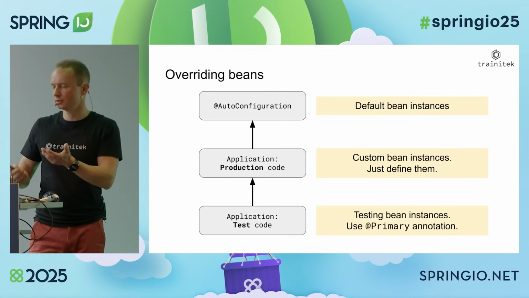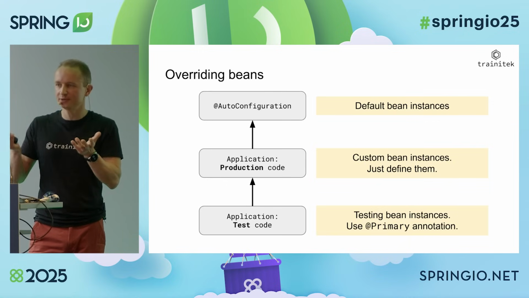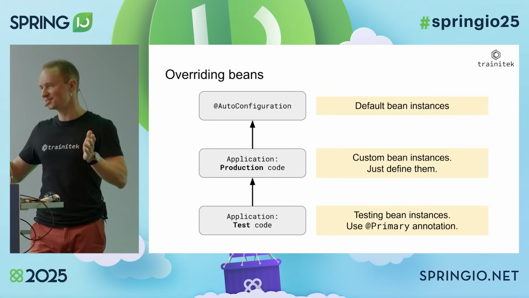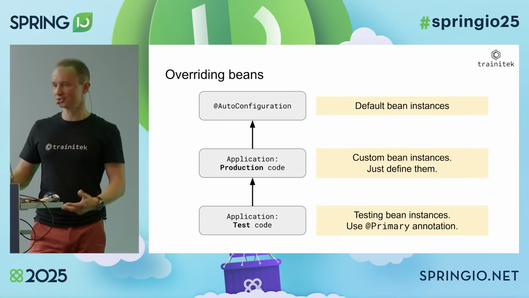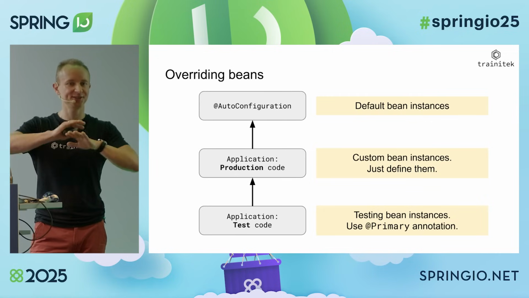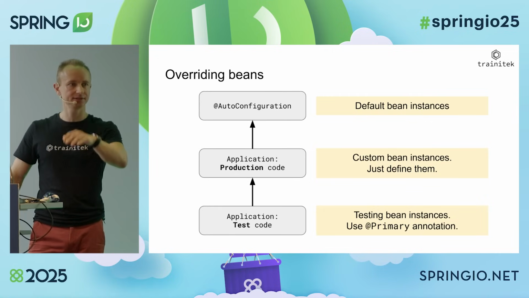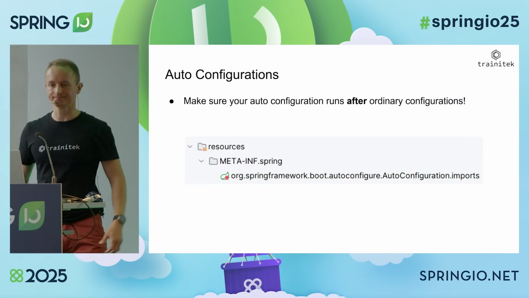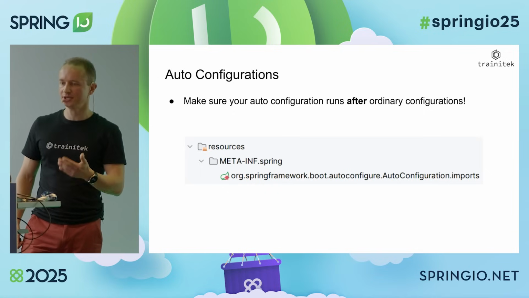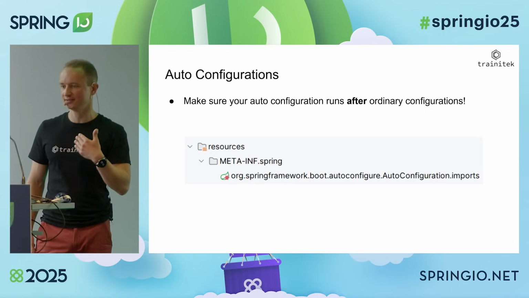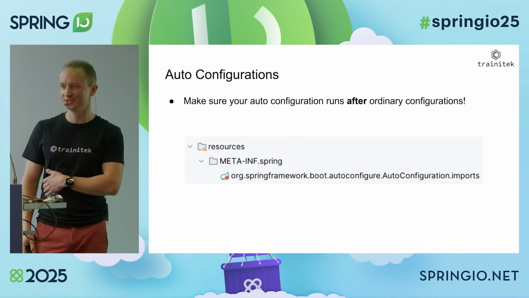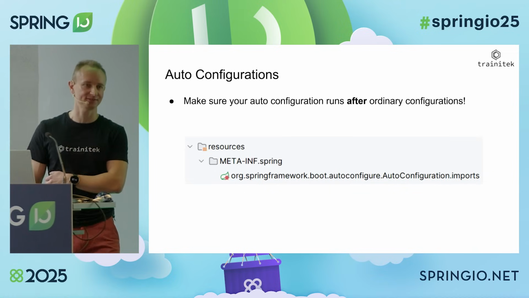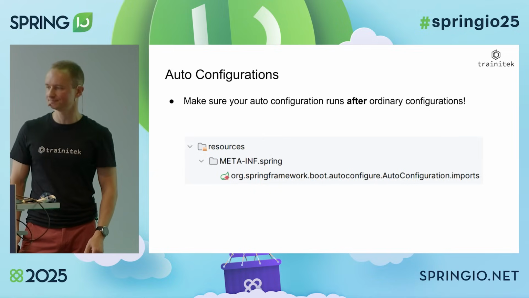In my opinion, it should be considered by default in many places. So with auto configurations, if nothing exists in your application production code, you don't bother with any annotations, not even primary, you just declare it. And in test code, if you want to override it application-wide. You should also make sure that your auto configurations run after ordinary configurations. Just please don't forget about adding your classes to the META-INF Spring file.